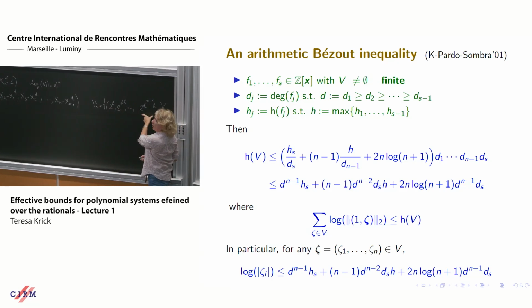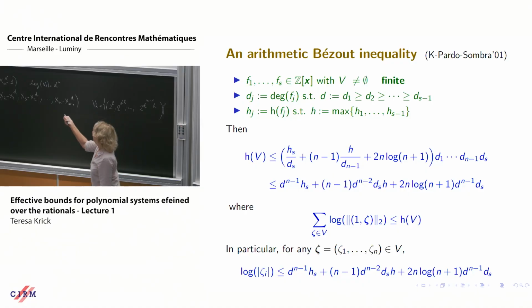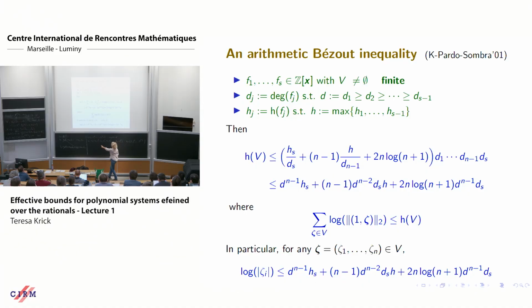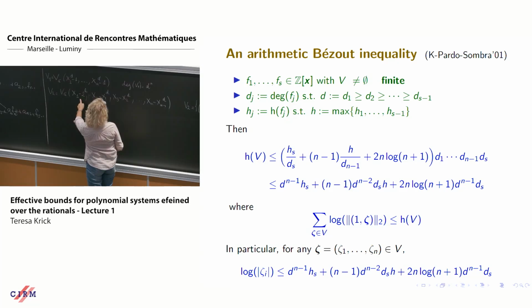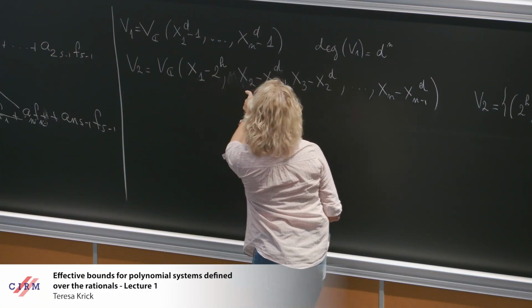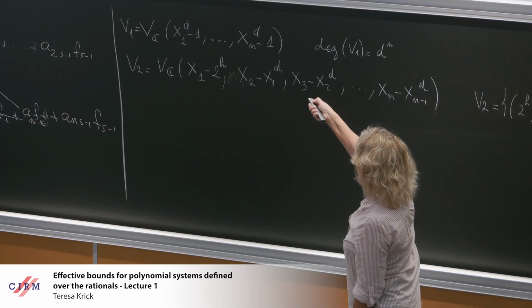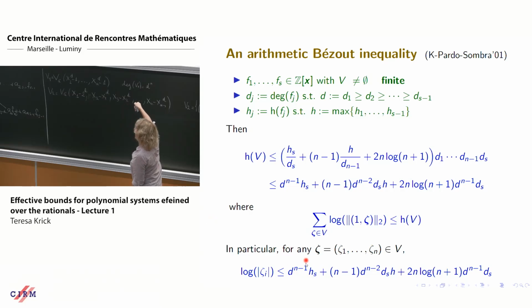The last coordinate of this point has height d to the n minus 1 times h. And what does this say? This will be my hs. What is the height of this polynomial? h. And all other polynomials have height 0. So I will have d to the n minus 1 h plus 0, everything here disappears, plus this quantity.